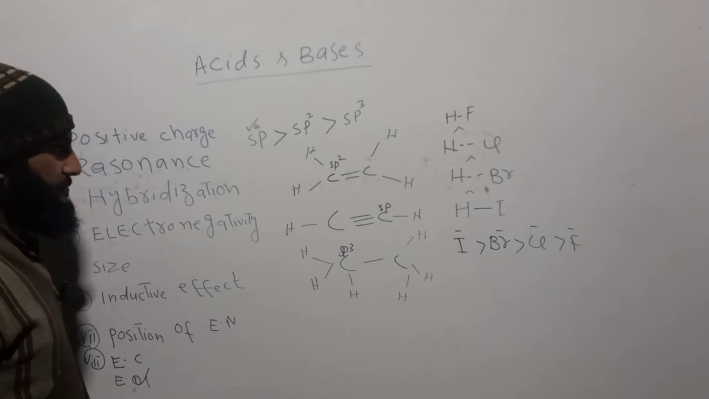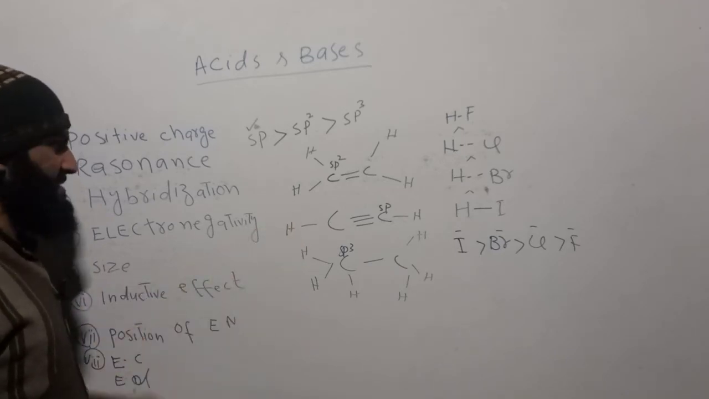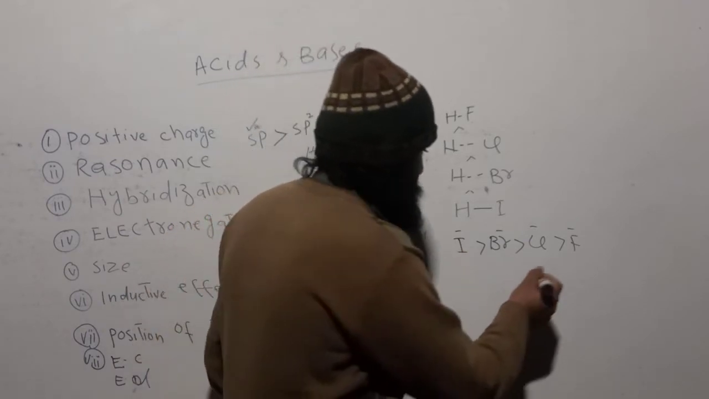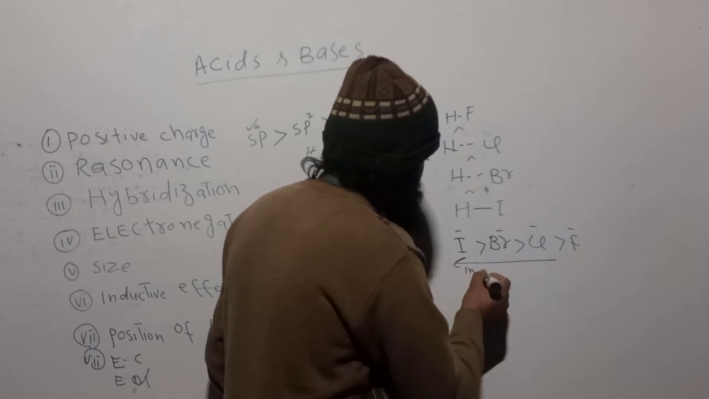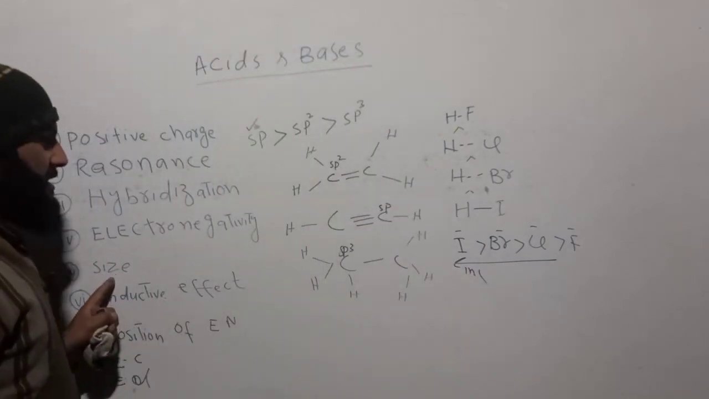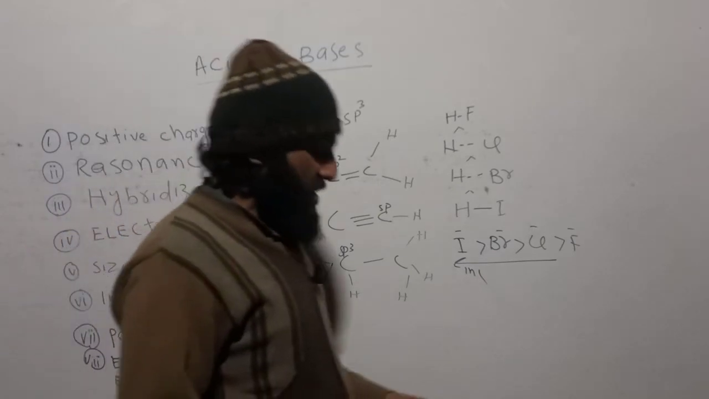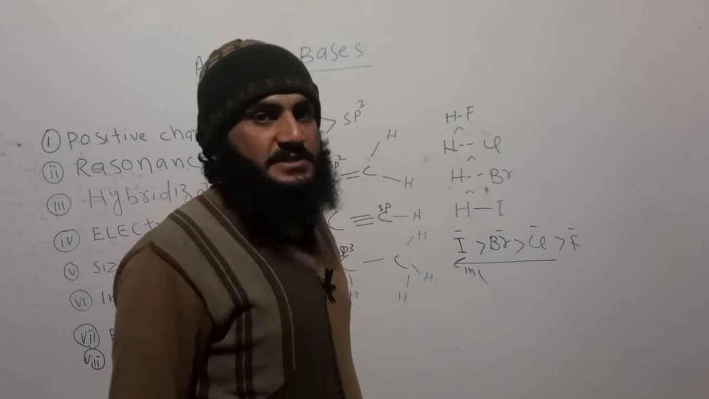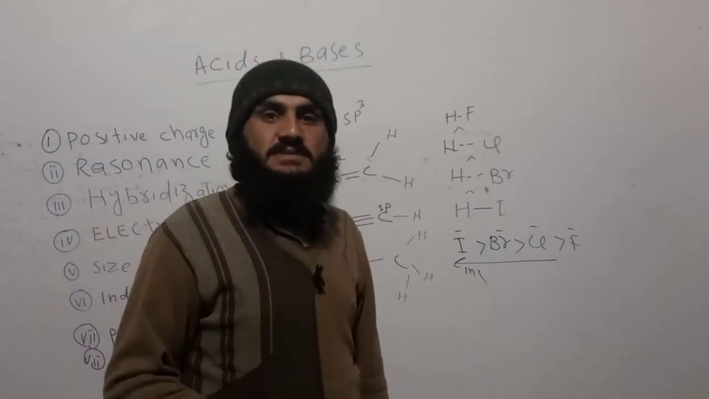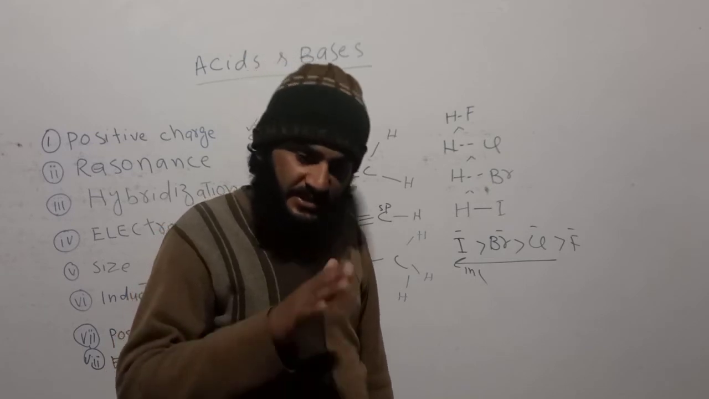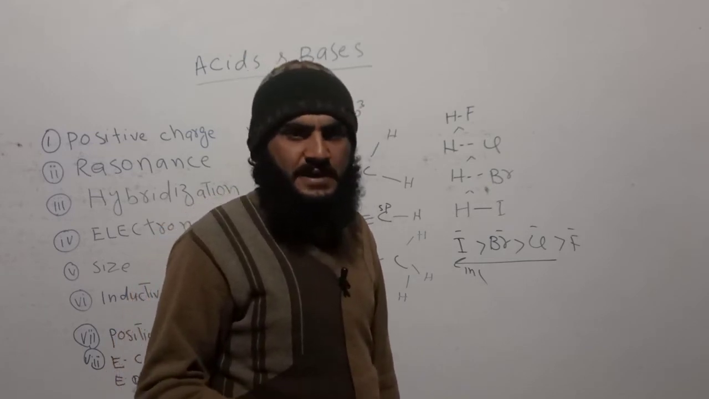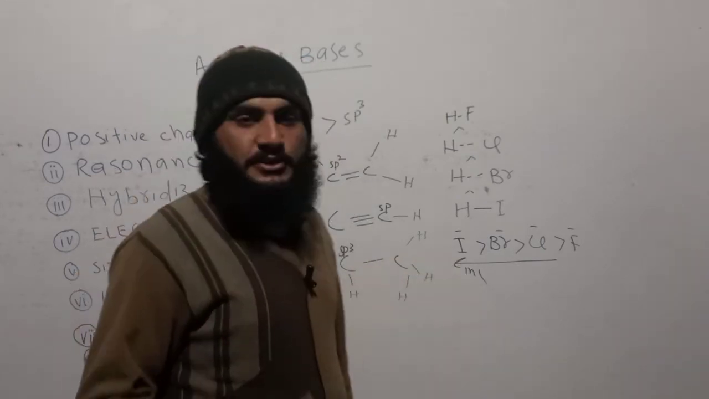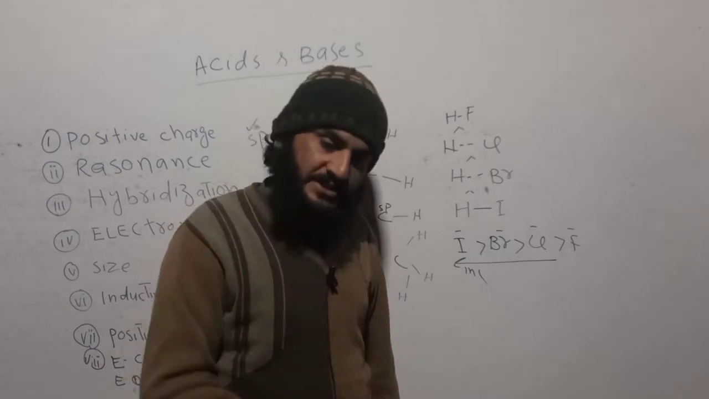Electronegativity and size. We have already discussed the size. If the size increases, here you can see size increases. This term is for the conjugate base. If the size of the conjugate base increases, its charge density decreases, because charge density depends upon the volume of the negative species. Clear? So if the size of the negative species increases, its charge density decreases.